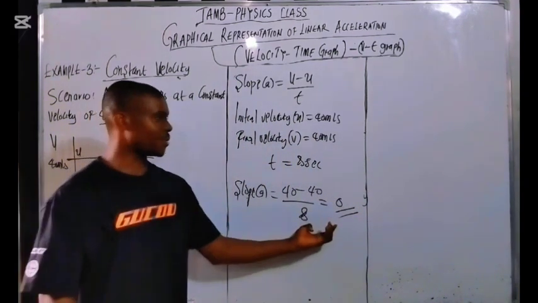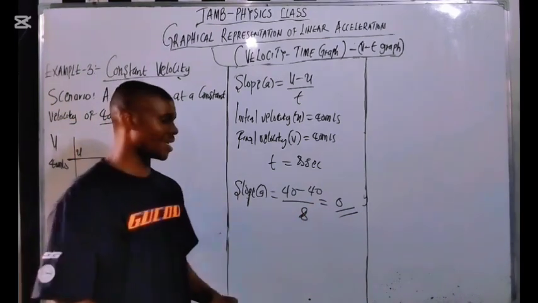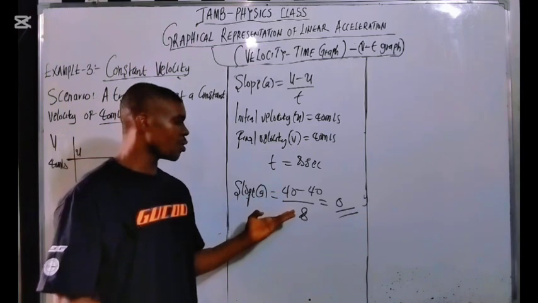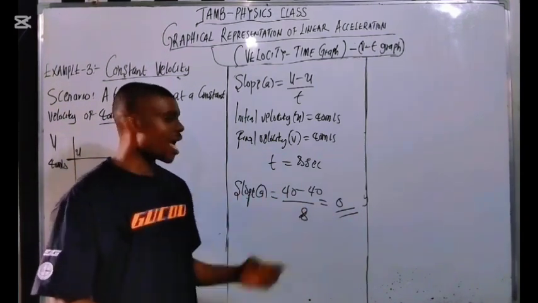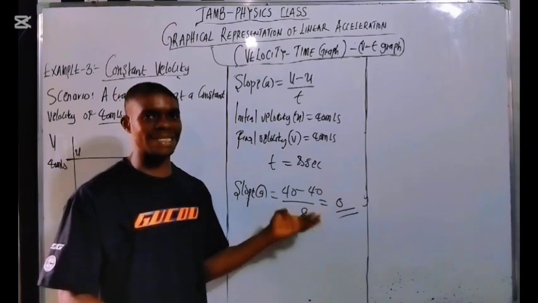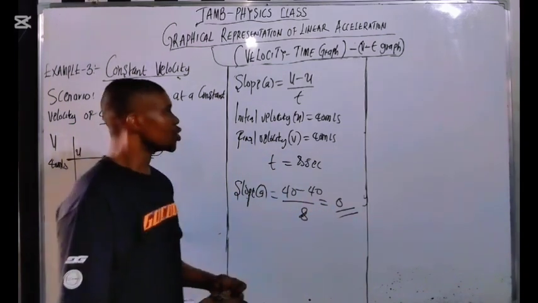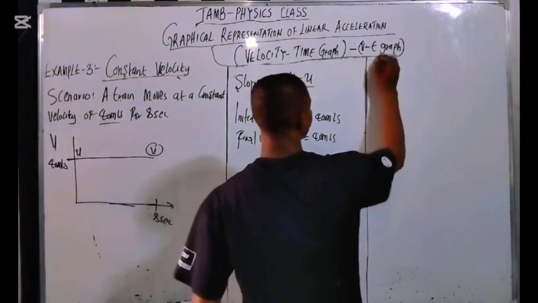What does it mean here? It means that the train maintains constant velocity, and when it is constant velocity, the acceleration is 0. So now let's look at the distance traveled.